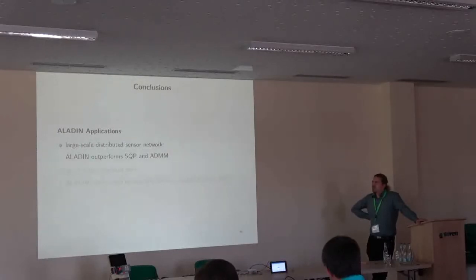One thing I really want to point out is that for large-scale distributed sensor networks, we have seen that Aladin outperforms SQP. That's perhaps not so surprising because SQP is a centralized solver. So of course we win something by distributing the operations. But it also wins against ADMM.